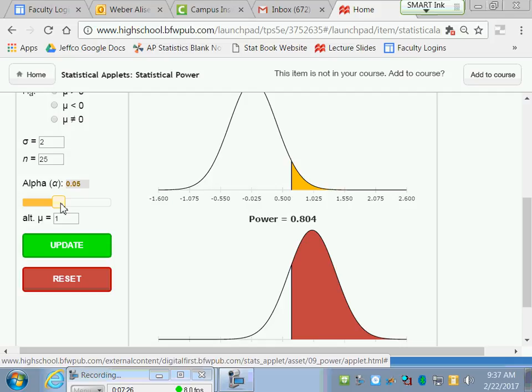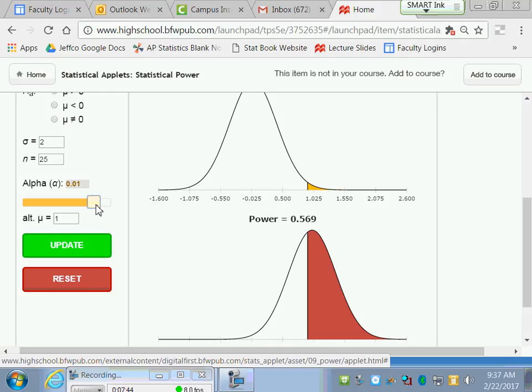All right, so we have a 5%. If I change this to, wrong way, 10% right here. Oh, 0.01, is that what it said to do? Okay, 1%. Cool. All right, so we made our alpha a lot smaller, right?